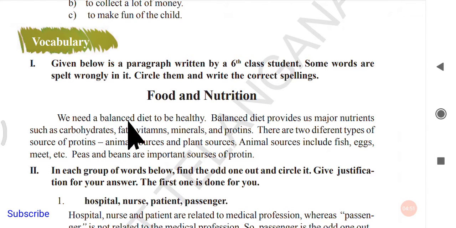So we need a balanced diet to be healthy. A balanced diet provides us major nutrients such as carbohydrates. Anything wrong here? No.